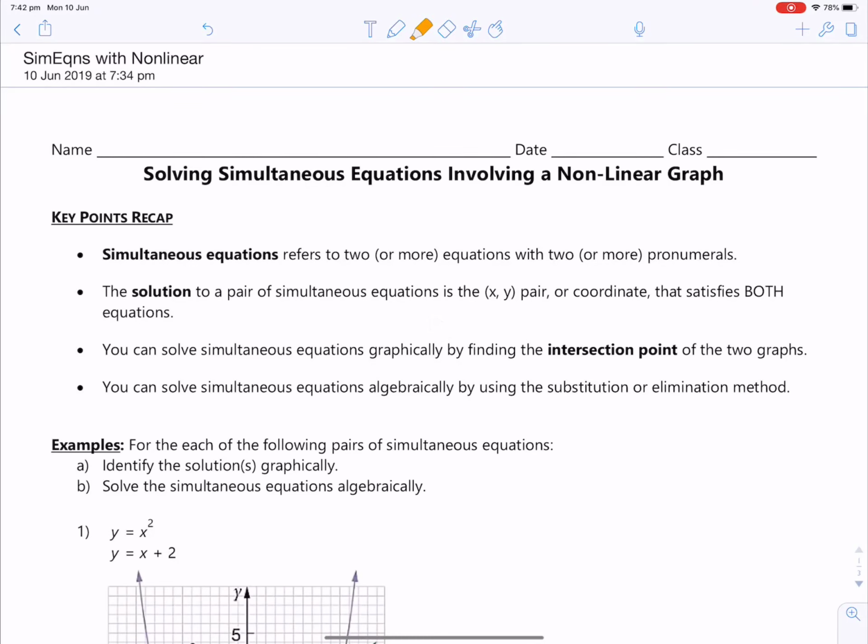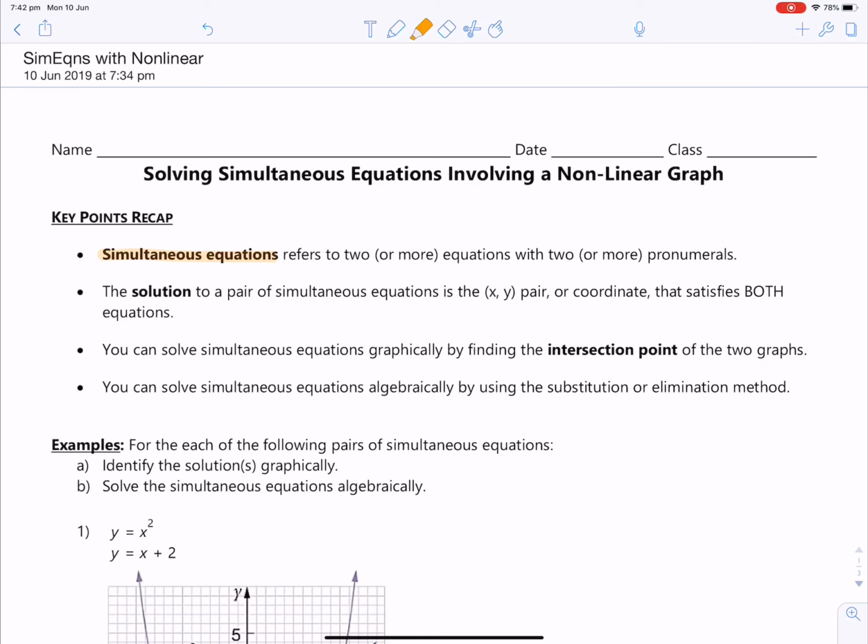In this lesson, we're going to learn how to solve a pair of simultaneous equations where one of the equations is a nonlinear equation. Now, before we get to that, let's go ahead and recap some of the things we've learned this unit. So we've learned that simultaneous equations just refers to a pair of two or more equations that has two or more pronumerals.